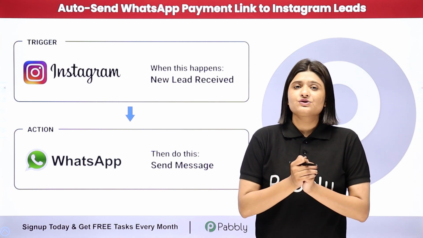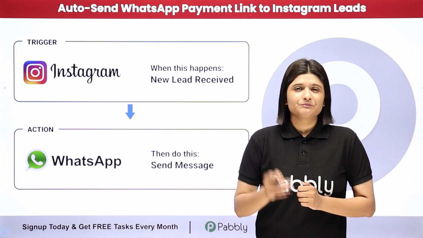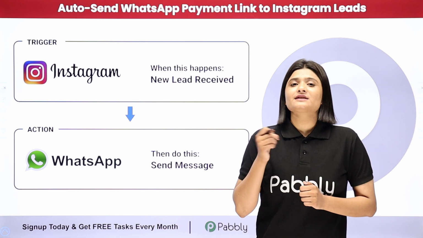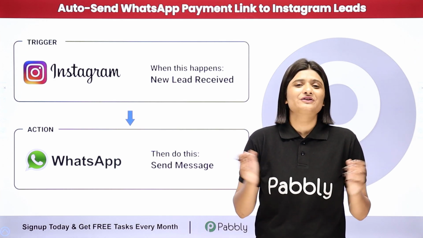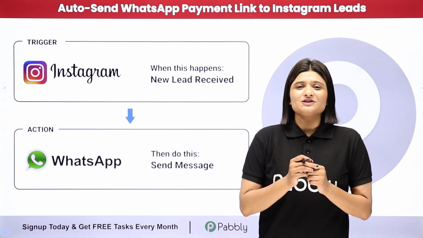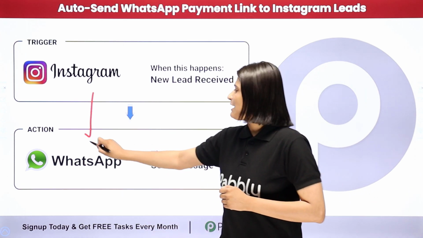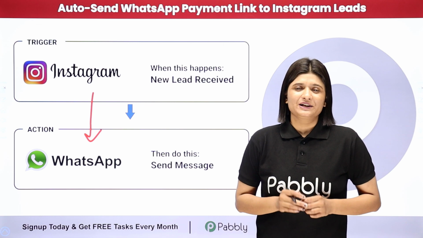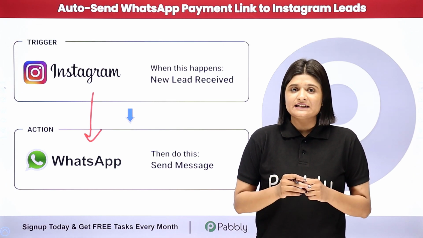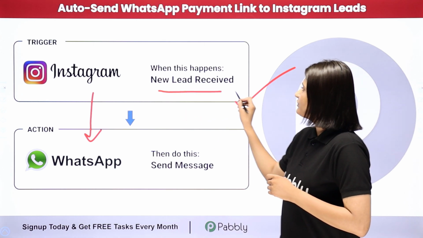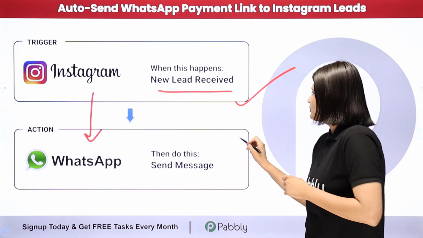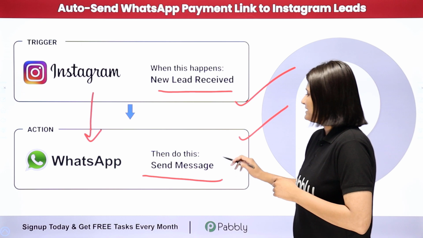And to do this automation, I'm going to use Pabbly Connect. Pabbly Connect is an amazing automation and integration software which requires no coding or programming skills. Here I just need to build a connection between Instagram lead ads and WhatsApp Cloud API. With the help of Pabbly Connect, I'm going to build this connection in such a way that whenever I'm going to receive a new lead in Instagram, automatically a WhatsApp message will be sent.